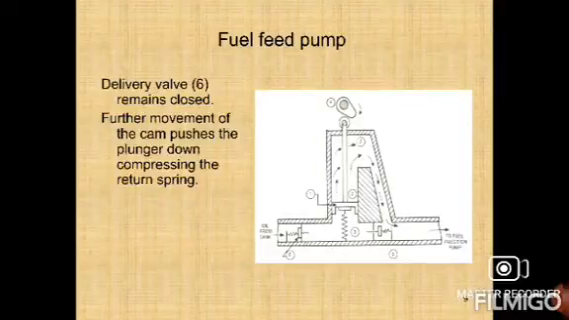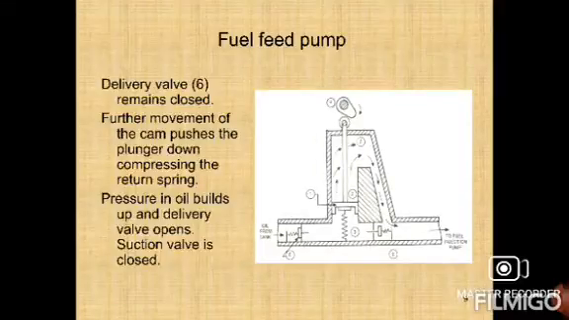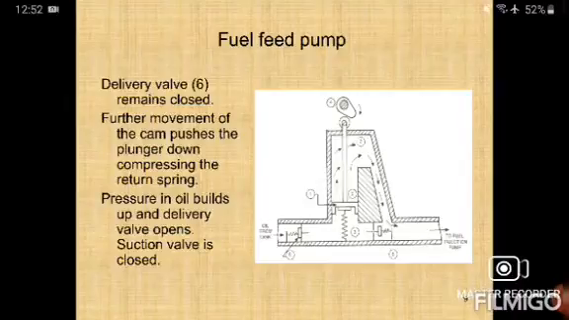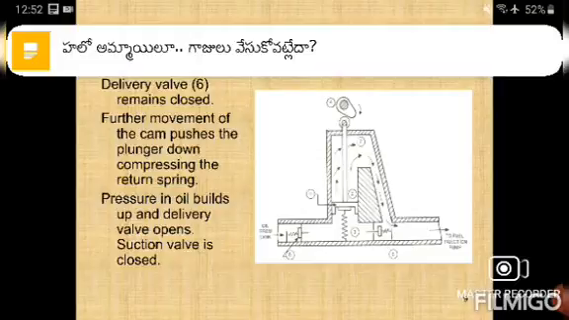Next, the delivery valve always remains closed. Further movement of the cam pushes the plunger down, compressing the return spring. Pressure in the oil builds up and the delivery valve opens. The suction valve is closed.